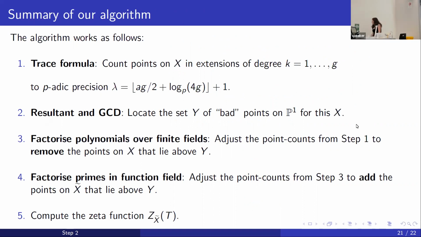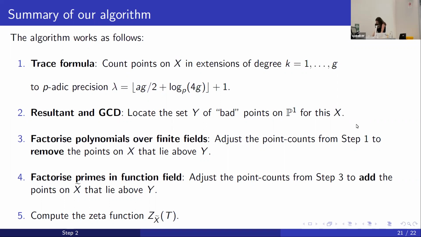Step 1 of the algorithm is to apply sub-algorithm 1, apply the trace formula to count points on the plane curve in extensions of degree 1 up to the genus. We only ever need to go as far as the degree g extension. We don't need to go up to Bombieri's bound. We never need to go further than the genus. And we count these points to the p-adic precision determined by the Weil bound for the number of points on the non-singular curve in the degree g extension.